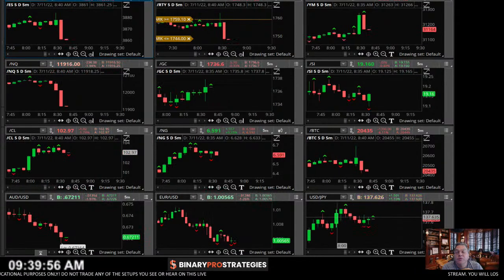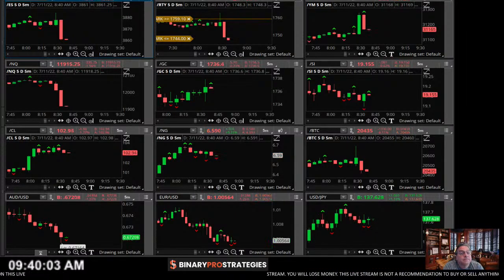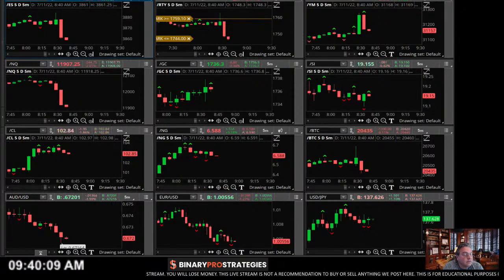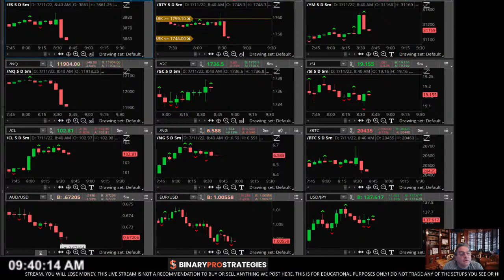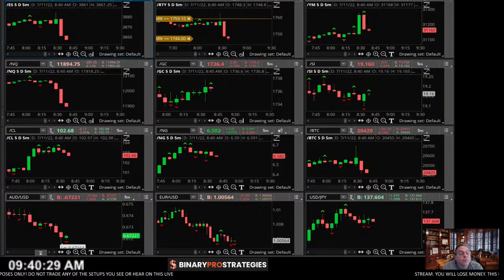Double possible short coming up in the US yen. There you go, there's a short on the US yen. This is going to be one of the core patterns here. Now on these core patterns, we only hold the trade for about 4 to 5 minutes max. That was a short at 137.65.